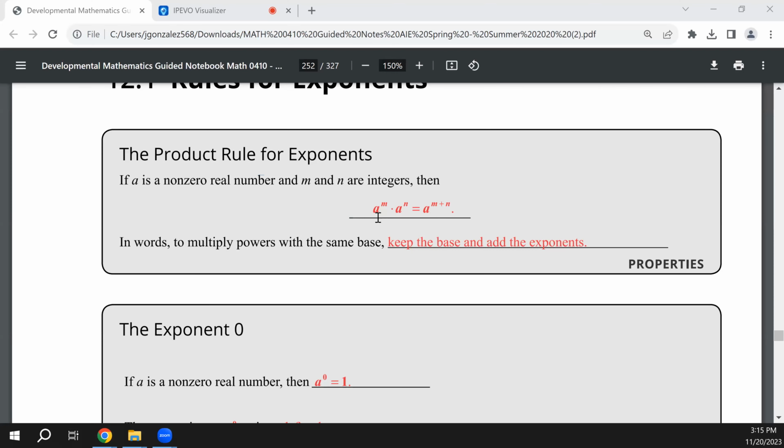If you multiply the same variable, anything that has the same exponent, you would just add the powers. That's it. So a to the m times a to the n is equal to a to the m plus n. No big deal. Just keep the base and change the powers. There's a list of many different rules, but they're all going to be right here.